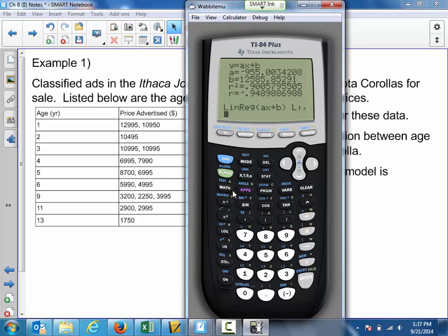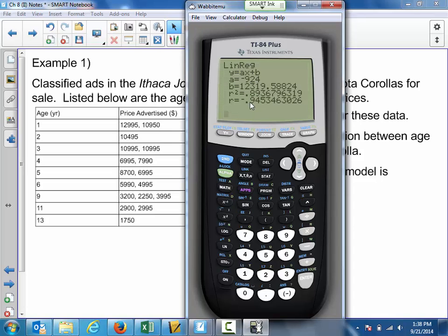So let's go second, or, well, I know my data is in L1 and L2, so go second L1, comma, second L2. For those of you who had the newer calculators, you would just input your X variable being L1, L2 would be your Y. We'll hit enter on that. And linreg here gave us a lot of information that we've not talked about. It gave us R, the correlation coefficient. We know that that's a pretty strong R.